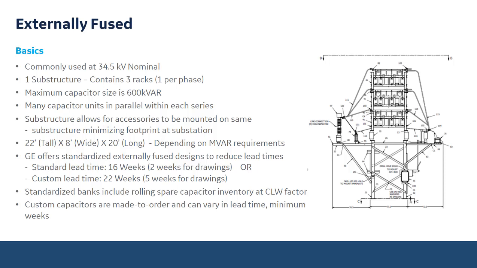The substructure contains your 3 racks. So each rack is a phase. So you'll have your A, B, and C phases, and it is turned on with a cap switcher. Your line connection will come into the cap switcher and feed those 3 phases. It is many capacitor units in parallel within each series. So this example here is one series section.